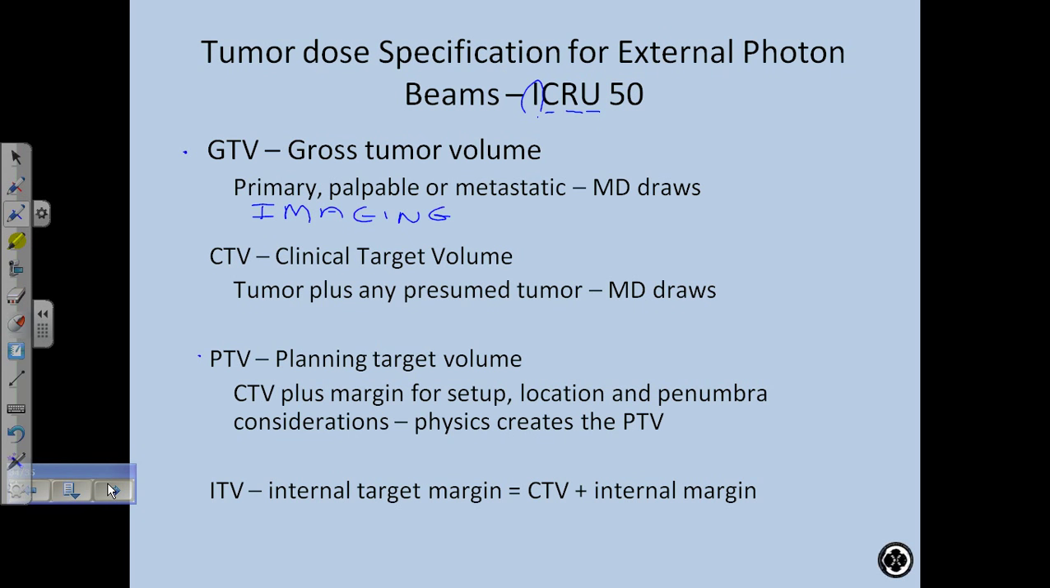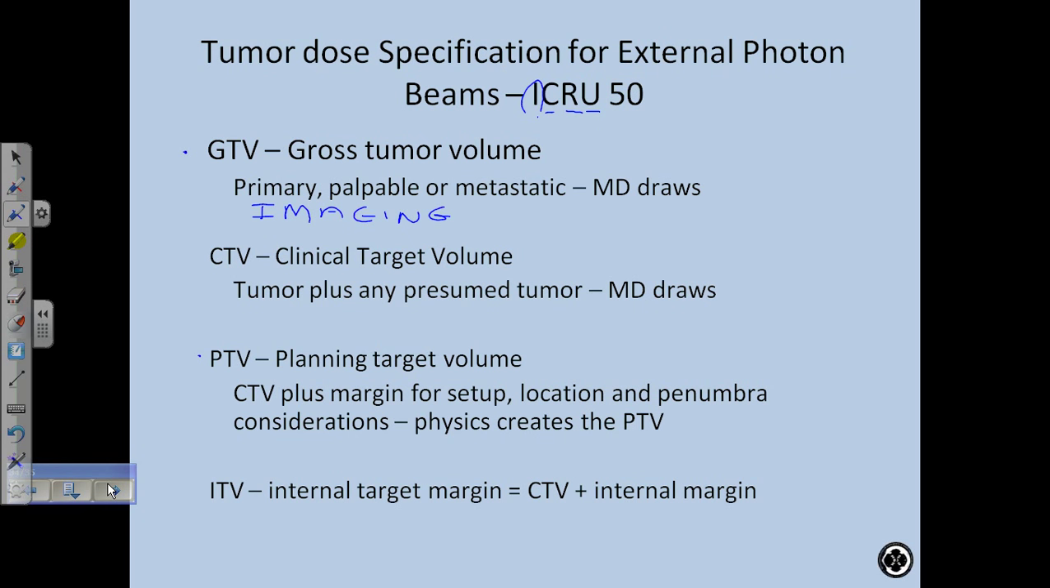And then PTV. Finally, PTV is the planning target volume. And the PTV is a CTV plus a margin for setup. It's a margin for setup, location, and penumbra considerations. Usually the physics department establishes margins for PTV. And the PTV margins are established based on how well the physics department thinks that the patient's being set up every day. So if the patient moves from day to day, typically, let's just say they come up with a number. In our department, our patients are set up within 1 centimeter. Okay, that's our margin of error.